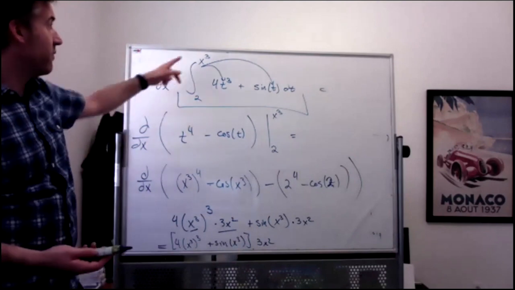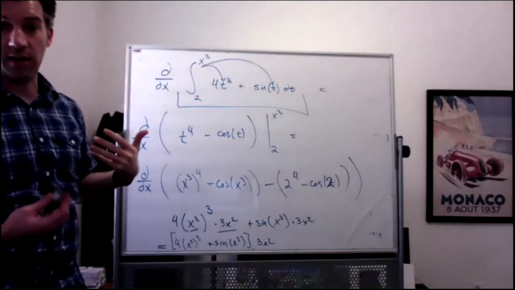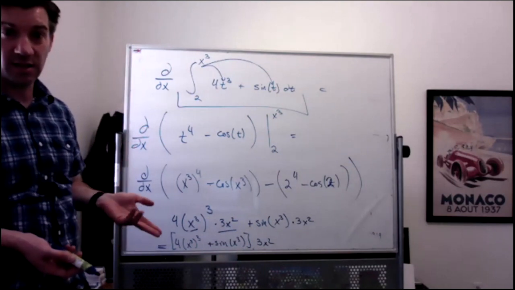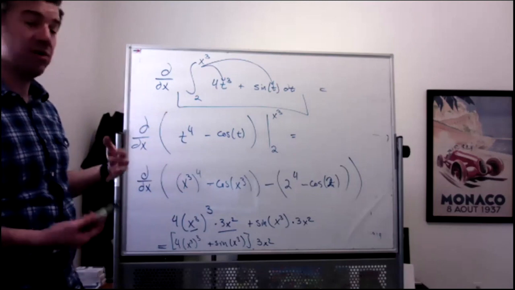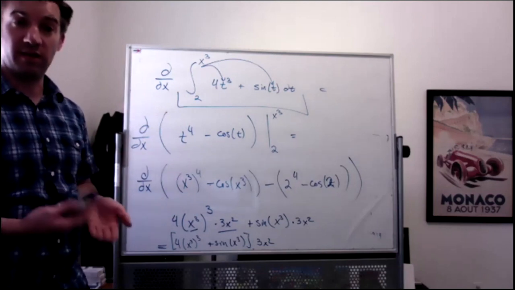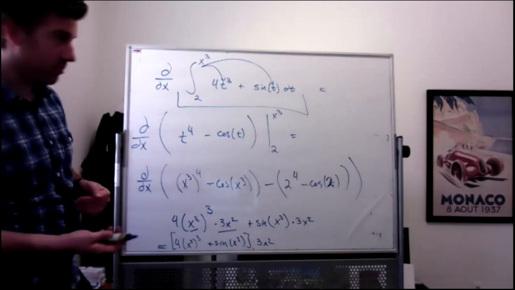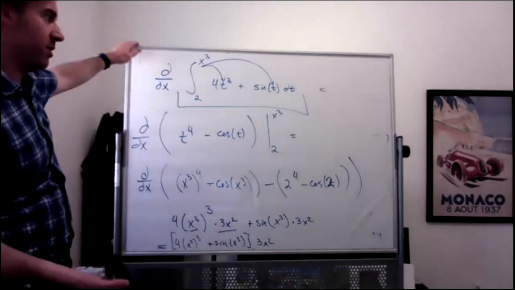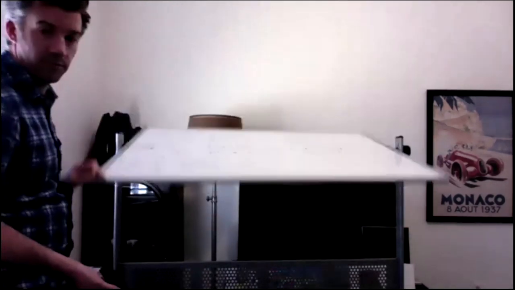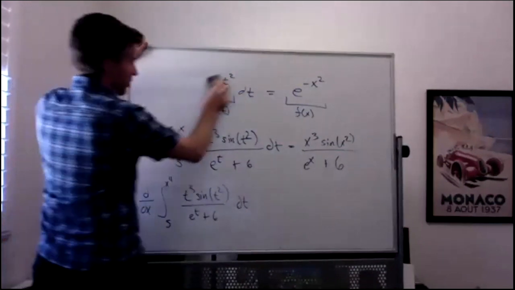So if your upper limit of integration is a more complicated function than just x, you're still going to plug it in for t, but you're also going to have to multiply by the derivative of that more complicated function. So let me show you another example before we get to the one I left on the other side of the board. And yes, you can simplify that. I don't want to simplify that. That's not really the point here.